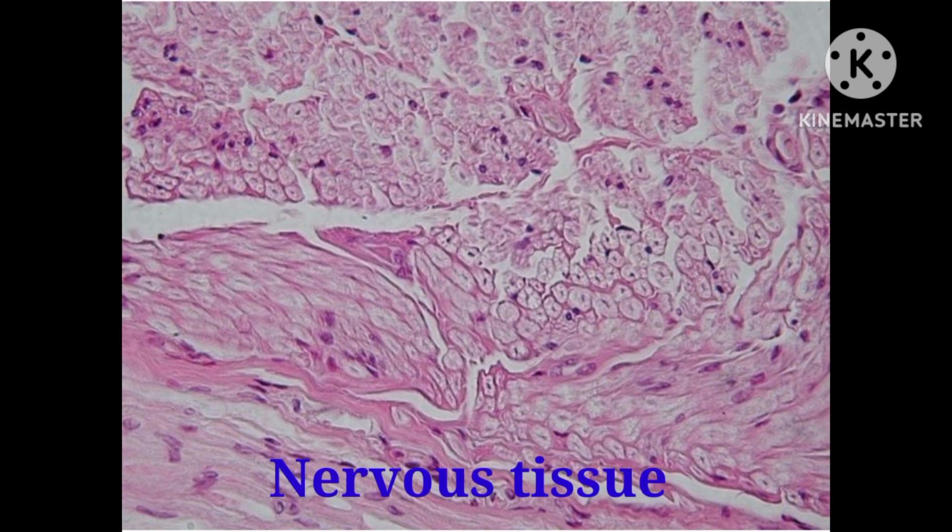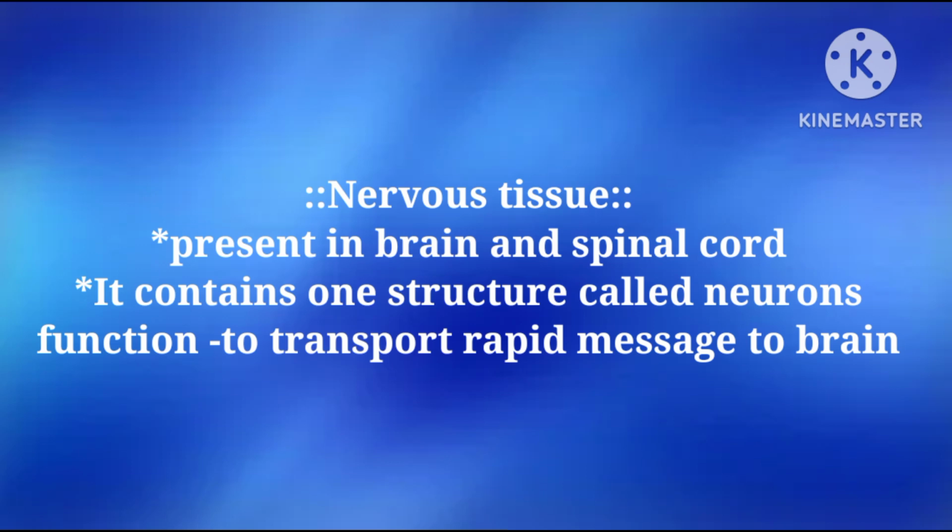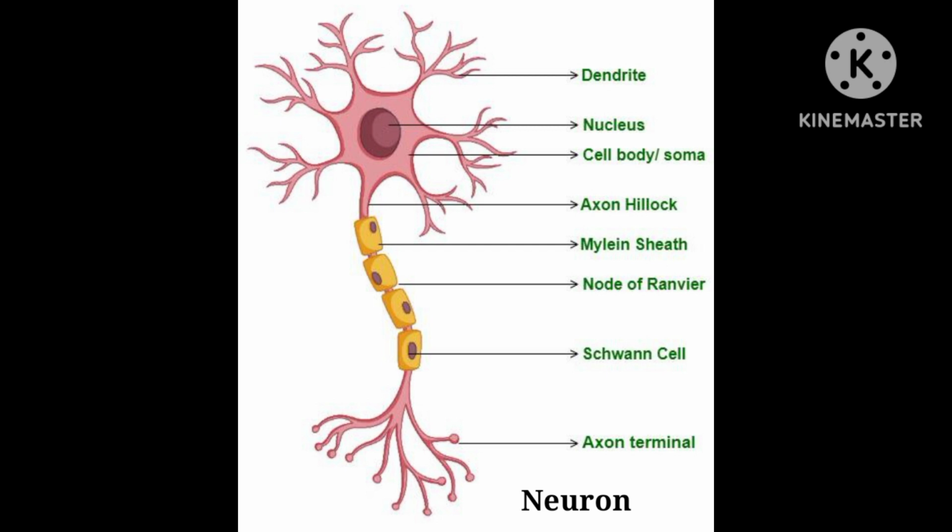Our last tissue is the nervous tissue, and the nervous tissue is present in the brain and spinal cord. It contains a structure called neurons. The main function of nervous tissue is to transport rapid messages to the brain. This is the picture you are seeing of a neuron. It sends messages to the brain.